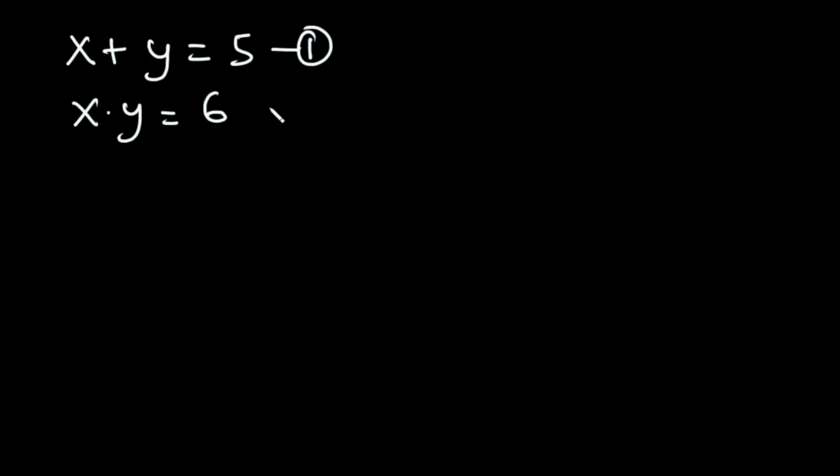If x plus y is equal to 5 and x times y is equal to 6, how do we solve these two equations simultaneously? What are the values of x and y? To solve for x and y, we first need to make either x or y the subject from any of the two equations. Let's make x the subject from the first equation. To do so, we just need to transpose y to the right hand side. So we are going to have x is equal to 5 minus y. Let's call this equation 3.